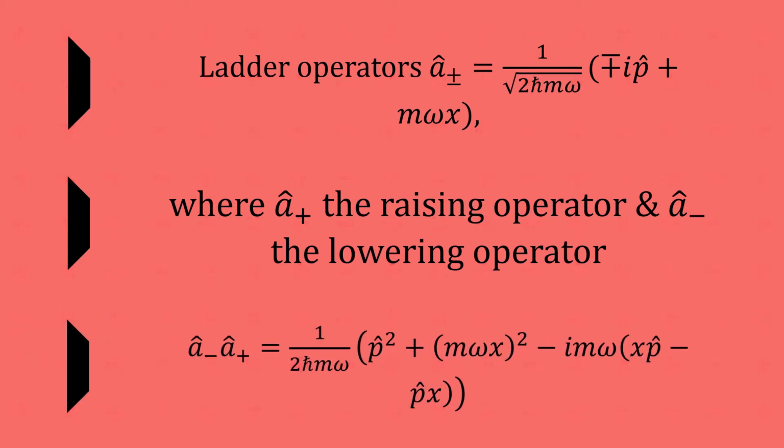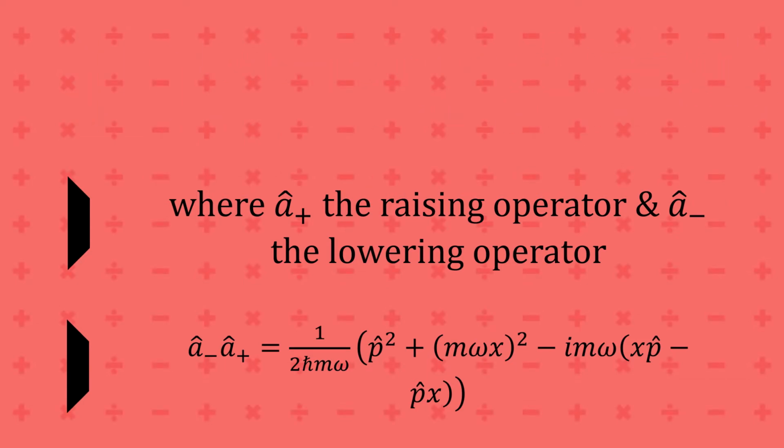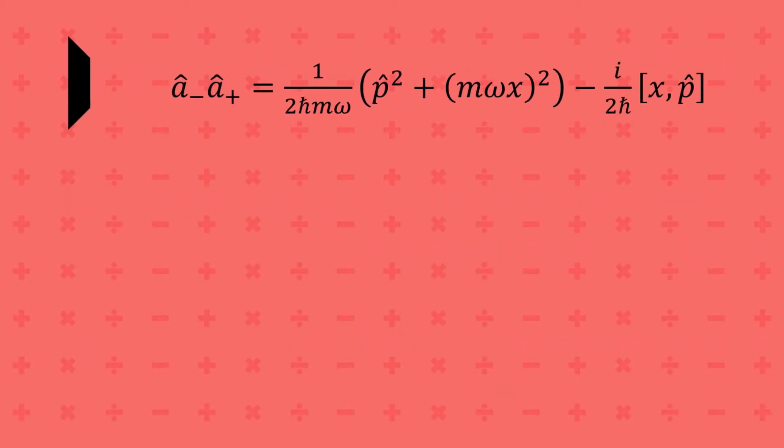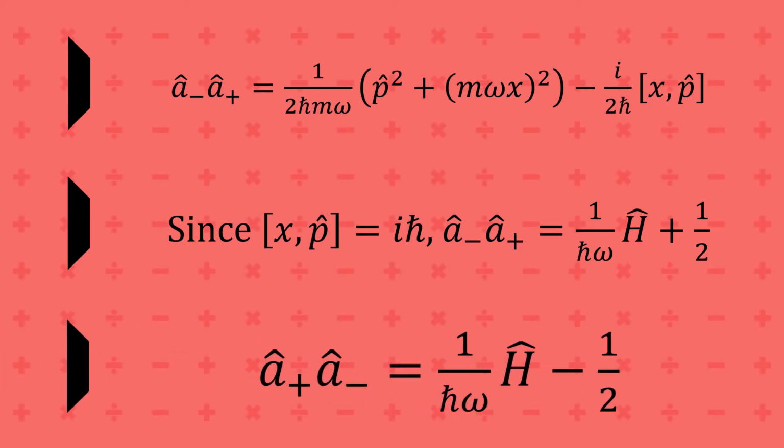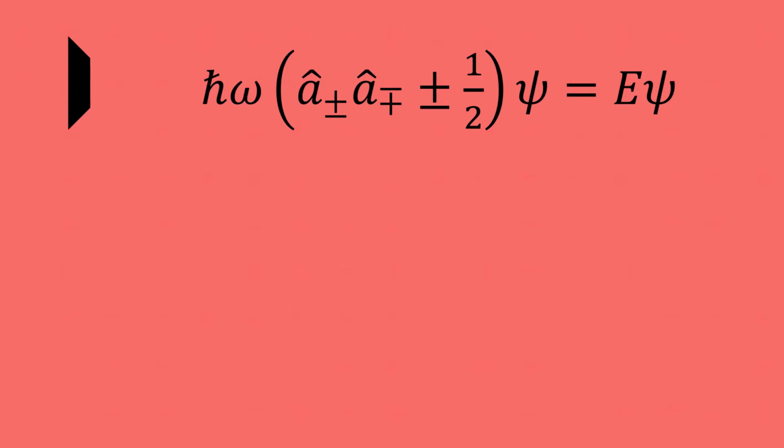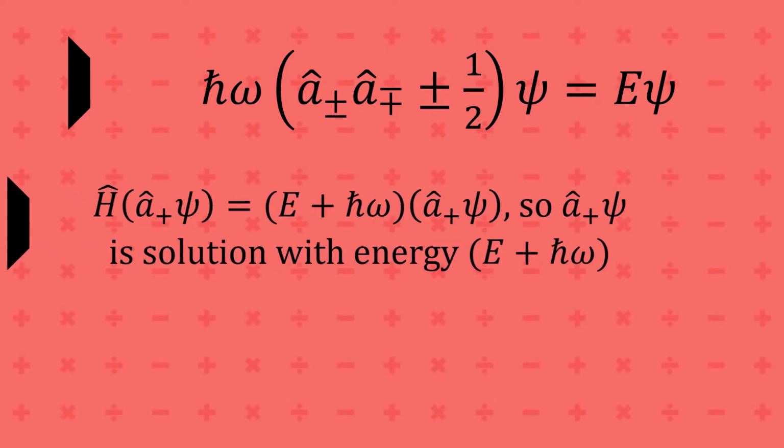Thus we get this expression here for a hat minus a hat plus, and we can rewrite this expression as this form here. Since the commutator of position and momentum is i h bar, we can rewrite a hat minus a hat plus as this expression here in terms of the Hamiltonian, and we get a similar expression for a hat plus a hat minus. This implies the Schrödinger equation becomes this expression here.